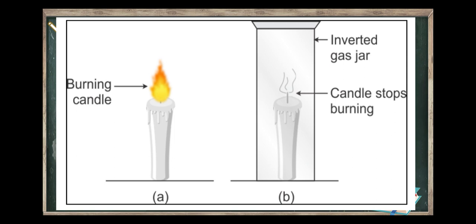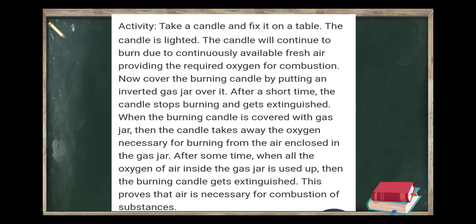Let's take an example of an activity, and with the help of this activity you will be able to understand how air supports burning. Materials required for this activity: take 2 candles, a matchstick and a gas jar. Take a candle and fix it on a table. The candle is lighted. The candle will continue to burn due to continuously available fresh air, providing the required oxygen for combustion. Now, cover the burning candle by putting an inverted gas jar over it.